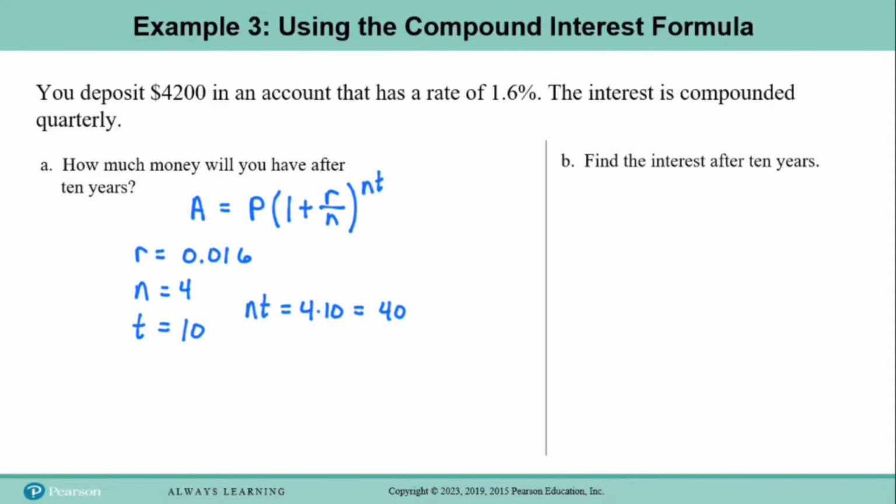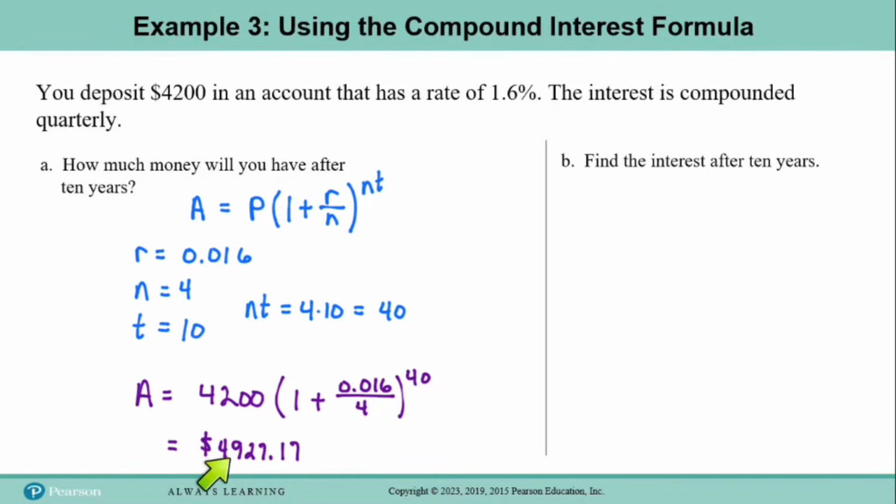Okay, now plugging our known values into our formula, A equals principal, which is 4,200, times parentheses 1 plus r over n, so that's going to be 0.016 divided by 4, close the parentheses, and then your exponent is n times t, which is 40. And when you enter all that into the calculator, you get a future value of $4,927.17.